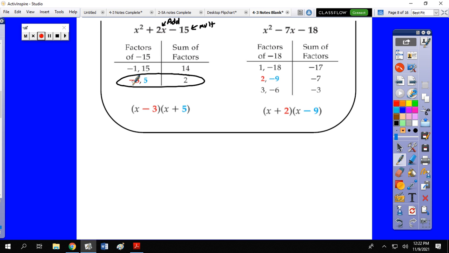Negative 3 times 5 is negative 15. Negative 3 plus 5 is positive 2. So our two factors are x minus 3 and x plus 5. Same thing here, we need two numbers that multiply to negative 18 and add to negative 7. That would be 2 and negative 9. So x plus 2 and x minus 9.